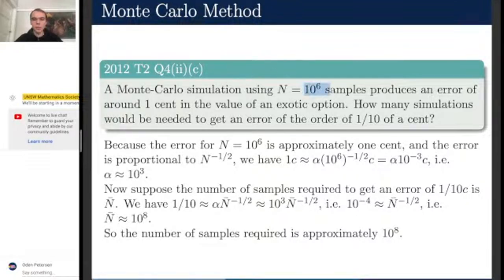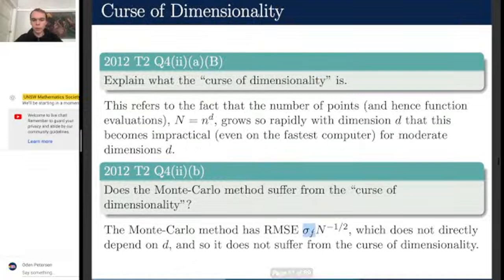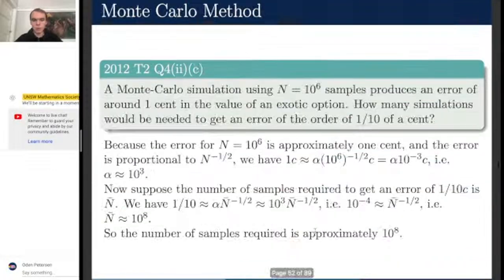And we're saying that if we use 10 to the 6 samples, we get an error of 1 cent. And we want to know the number of samples we would need to take if we want an error that's 1/10 of that. So 1/10 of a cent error. And I guess the sort of reasoning we can do here is, well, we don't know what the variation of the relevant function is. In fact, we don't even know what the function is. It's not specified in the question. But we know that that will be fixed, it won't vary with respect to the number of samples that we take.